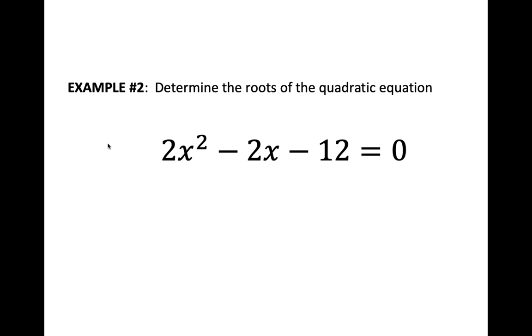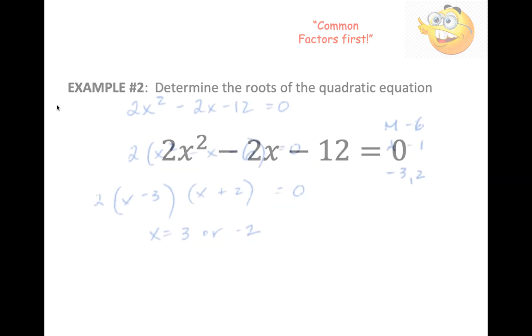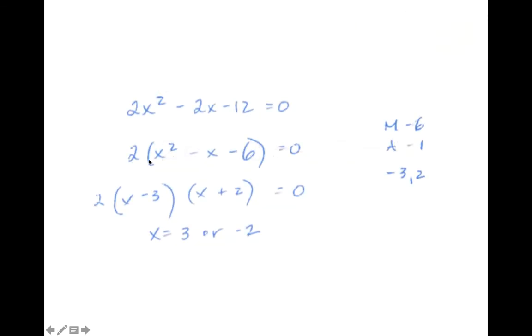Next one. We have a question in front of us. We ask ourselves, is there a common factor? Sure enough, there is. And so we're going to pull out that 2, first of all. And so we're going to pull it out to the front, and we divide it out of each one of these. And so we get x squared minus x minus 6. Okay, and then we go about trying to find the numbers that will kind of set this up perfectly.